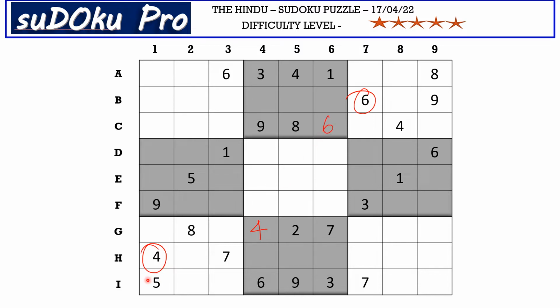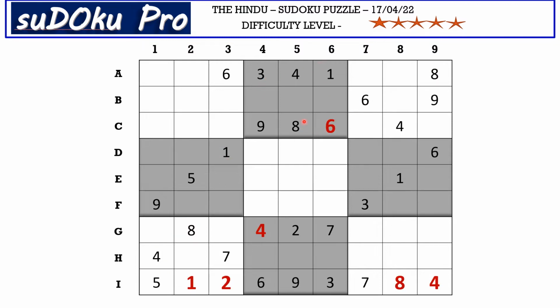Now, if you see this I row, you have 4 and 8 blocking these two cells, and there are two cells left empty here. So 4 and 8 has to be in these two cells. You have 4 and 8 at the top. So accordingly, I9 takes 4 and I8 takes 8. Now the missing numbers in I row are 1 and 2. There is a 1 blocking from here. So I3 takes 2 and I2 takes 1.